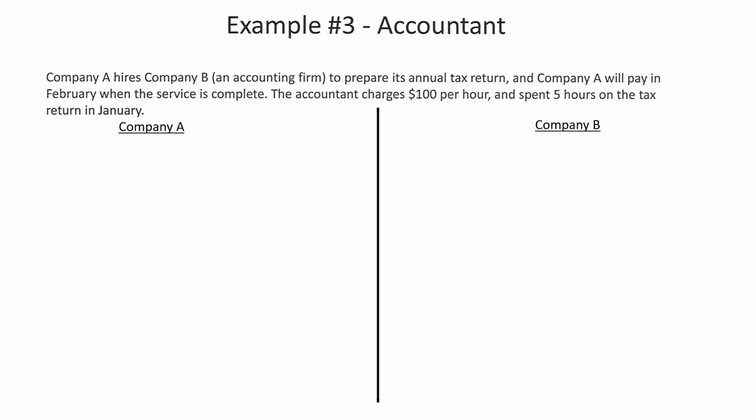So in the previous 2 examples, we were looking at prepaid expenses and unearned revenues. For the next 2 examples, we'll be looking at accrued expenses and accrued revenues. So in the first 2 examples, payment was taking place in advance. In these 2 examples, when things are accrued, that means that payment will take place later, but we have to go ahead and adjust the books to show the revenue that was earned or the expense that was incurred. So in this example, Company A is the customer. Company B is the accounting firm.